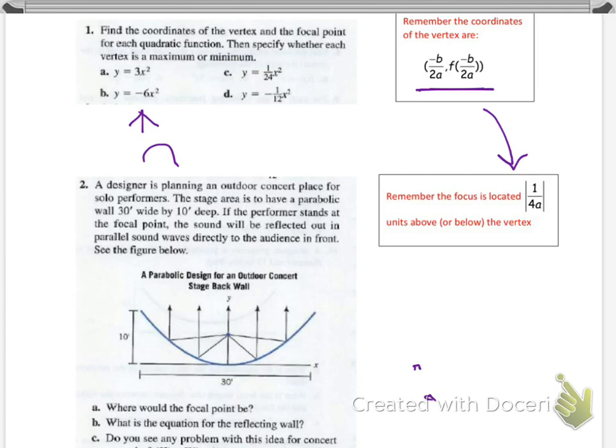Number 2 is very similar to the cooking example that we had, where you had to figure out where the focal point is. And this is kind of interesting because it makes you think about how outdoor concert areas are designed. So try to go through this one as well.